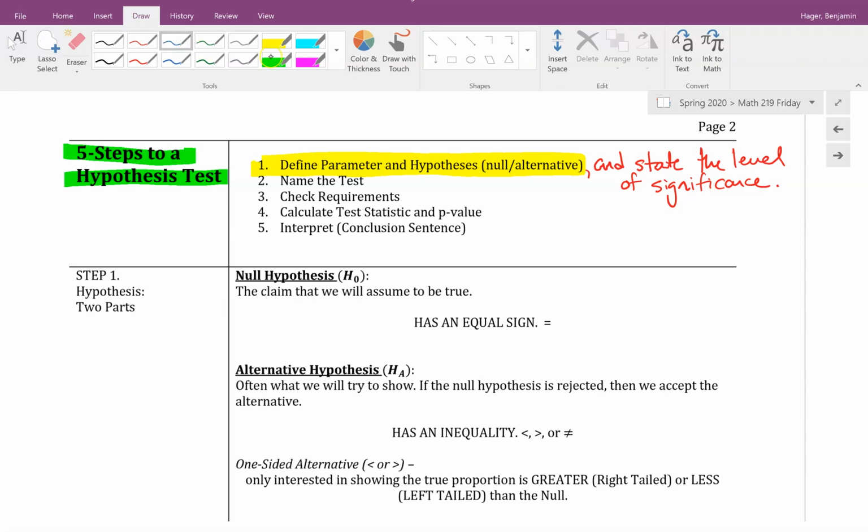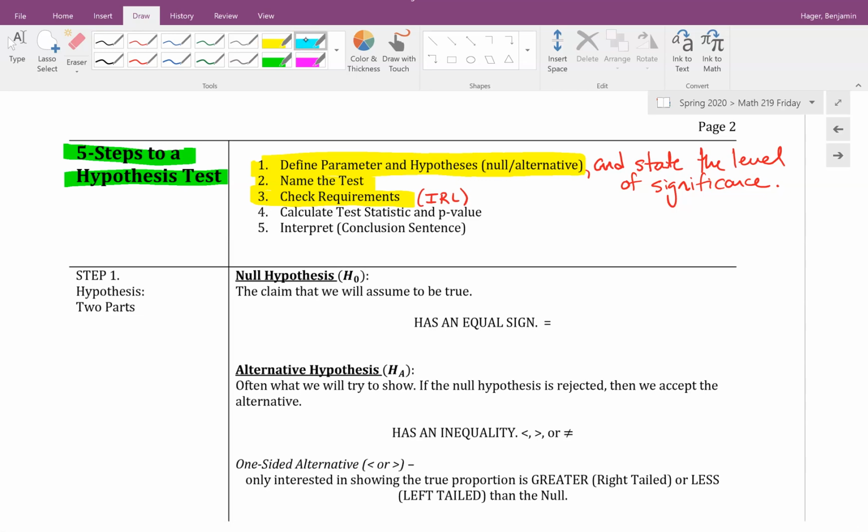Step 2 is exactly the same as what we did in a confidence interval. You would then name the test, right? And at this point, all we are going to have is a test for proportions. We'll use a z-score for our critical numbers, so it's going to be a 1 proportion z-test. We're going to check the requirements just like we did in a confidence interval: independent, random, and large.